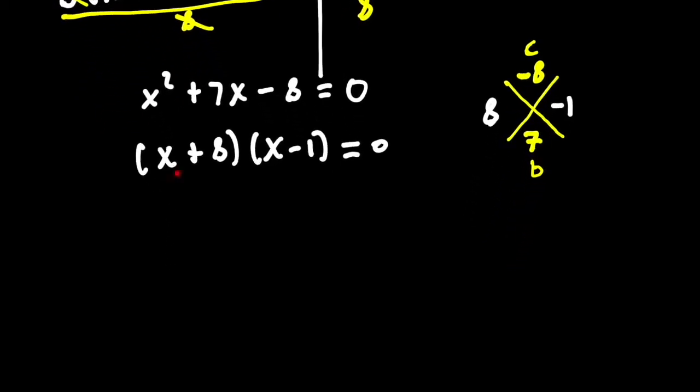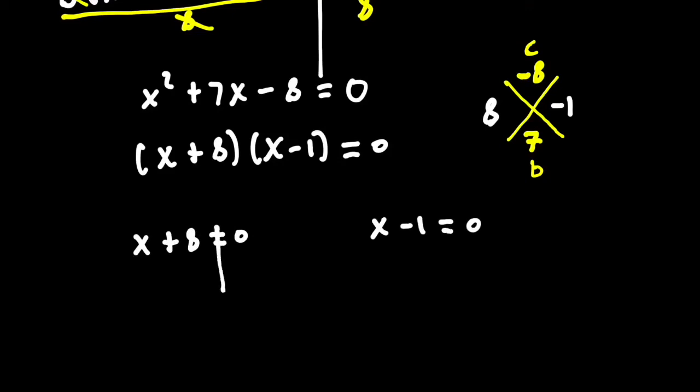Now, because I have the product of two things and the product is equal to 0, by using the zero product property, I can set each factor equal to 0. So I'll let x plus 8 equal 0 and x minus 1 equal 0.